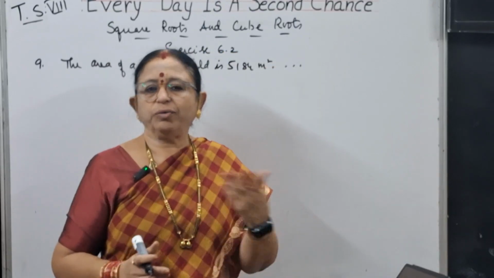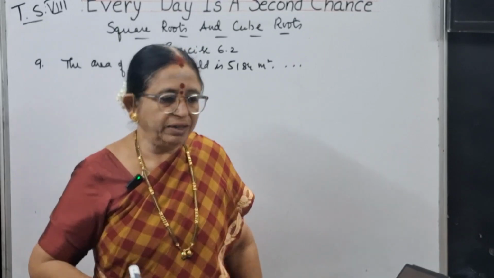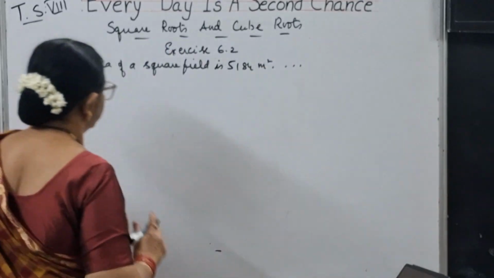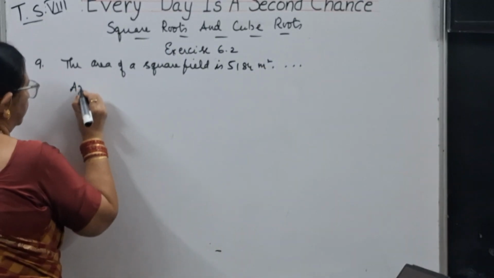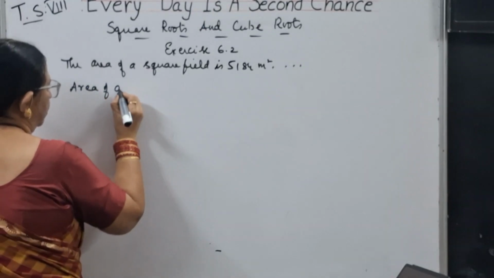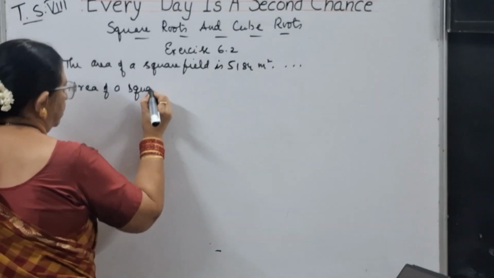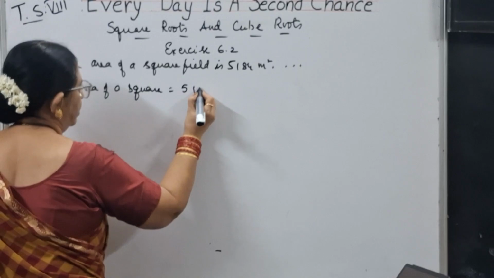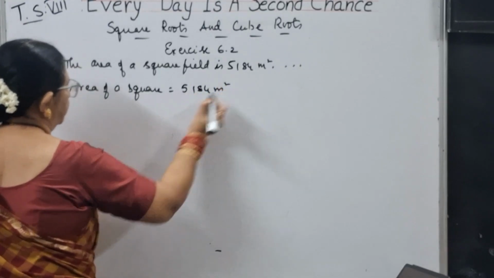Whatever is the breadth, 2 times of breadth is length. So let us go for this problem. What is given to us? Area of a square is equal to 5184 square meters.